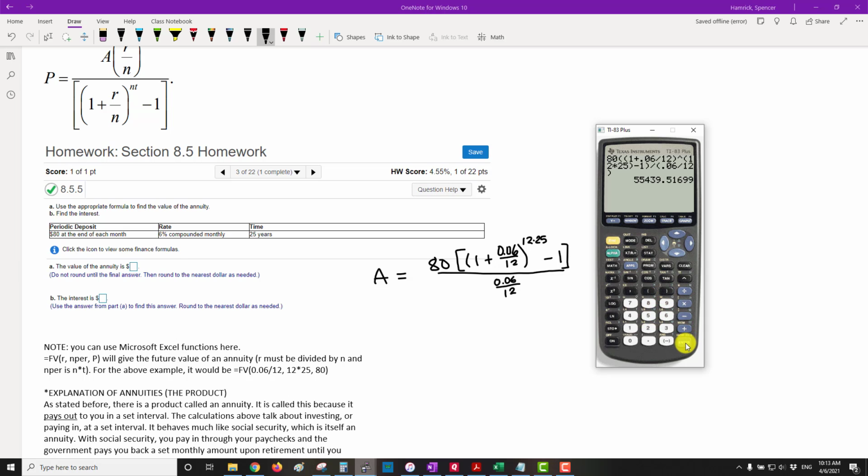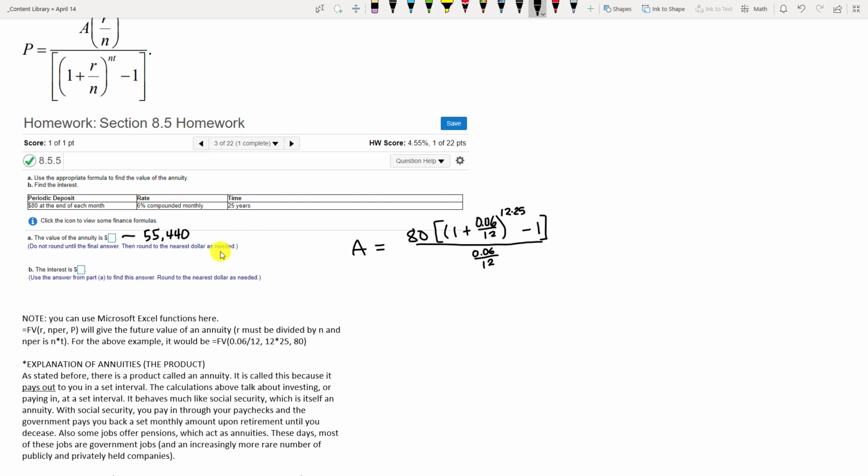So you get 55,439.51. The answer here once is rounded to the nearest dollar. So this is slightly above 50 cents, 51 cents here. So we're going to round that up to 55,440. And so in that first box, you'll put 55,440.